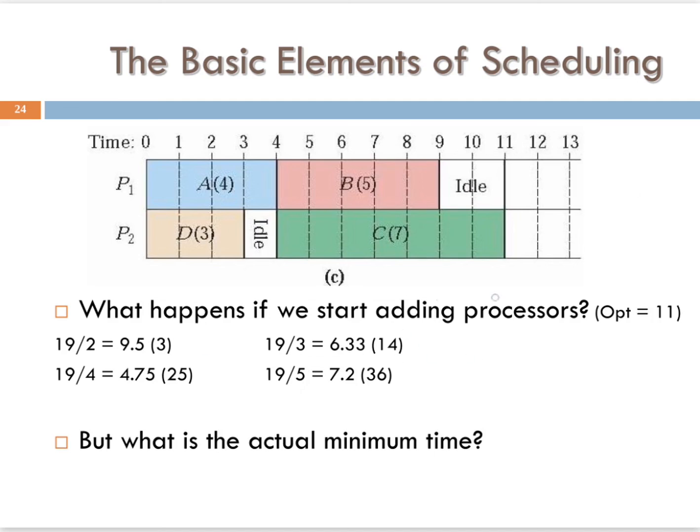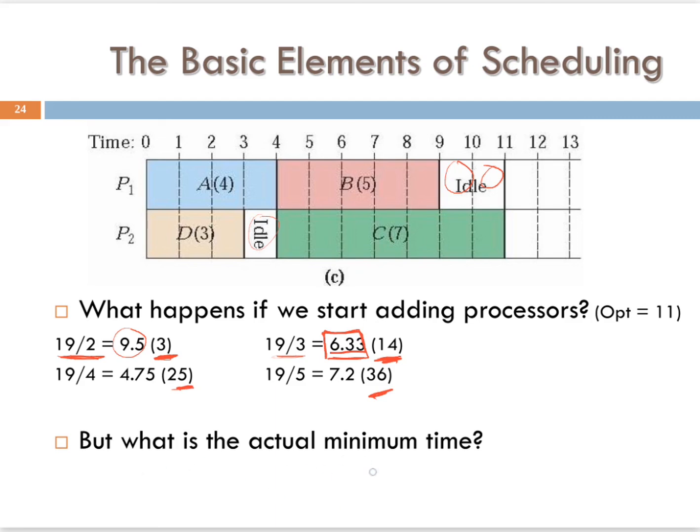So what happens if we started adding processors? Do you think it's going to get any quicker if we maybe now have 3 people to work on it instead of 2? So with 2 people, we had an optimal, minimum processing time of 9.5 with only 3 hours of idle time. So there was our 1, 2, 3 hours of idle time. And then with 3 processors, we have 19 divided by 3. Well, that gives us our minimum processing time of 6.33, but now we have 14 hours of idle time, then 25 and 36. So we're not adding anything better because we can't really get any faster.